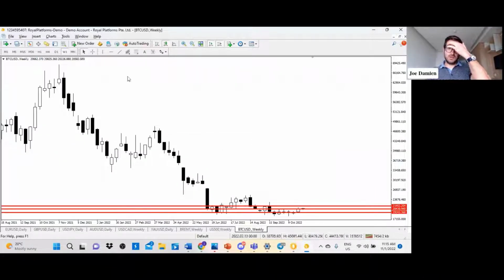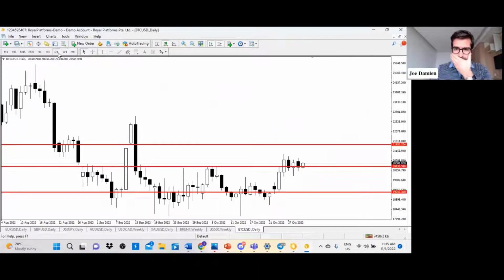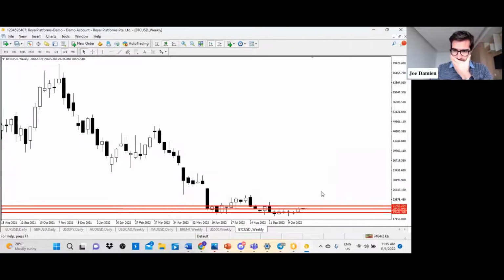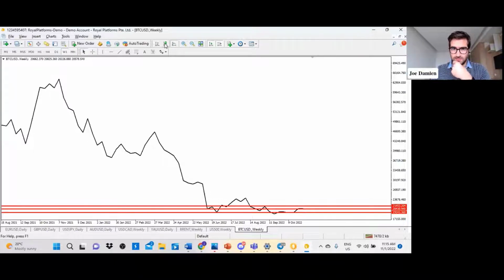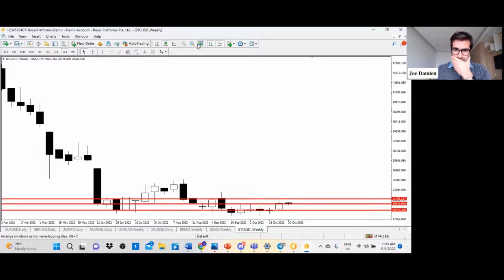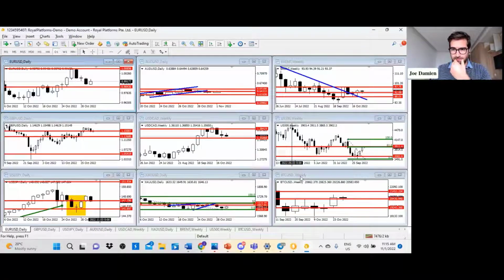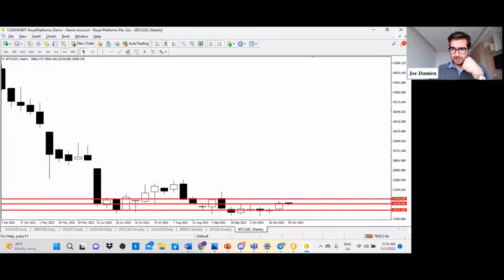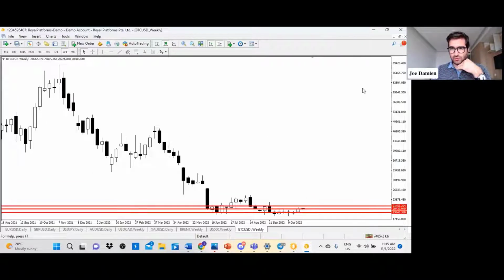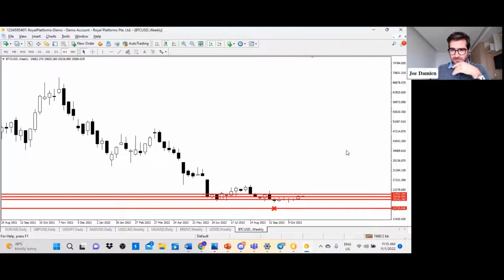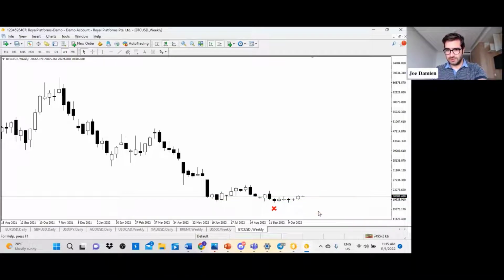Finally, BTC USD. BTC USD on the weekly time frame. Let me zoom in. The market is still in a downward movement. There are a lot of, okay, let me remove this so you can see the chart.